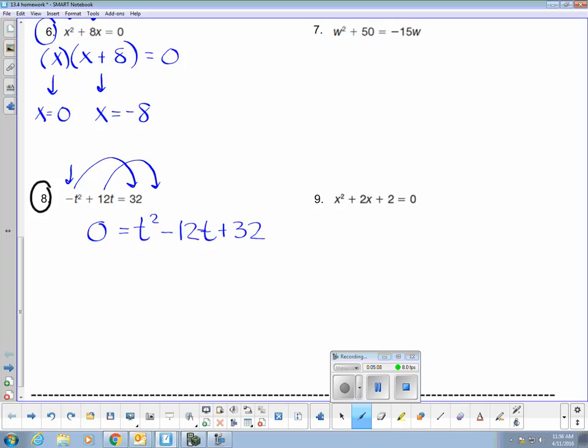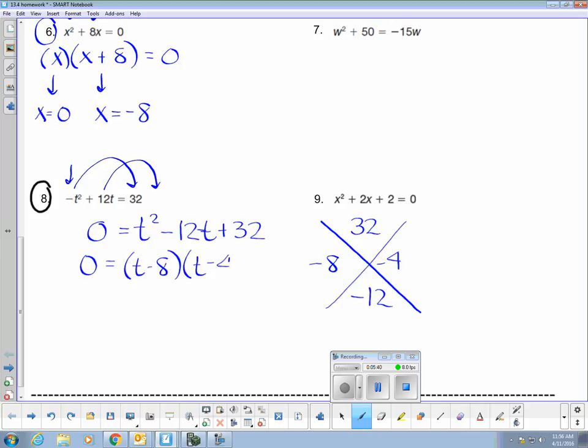So now I'm going to use my X box again. I'm looking for two numbers that multiply to 32, but that add up to negative 12. Two numbers that multiply to 32 are 8 and 4, but they do not add up to negative 12 unless they are both negatives. So my factors are t minus 8, t minus 4. Therefore, my roots are positive 8 and positive 4.